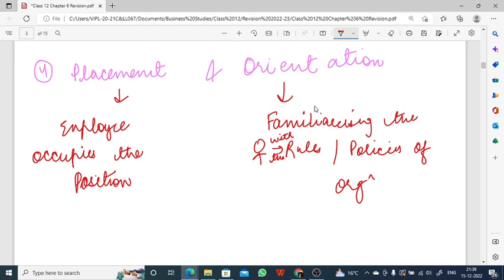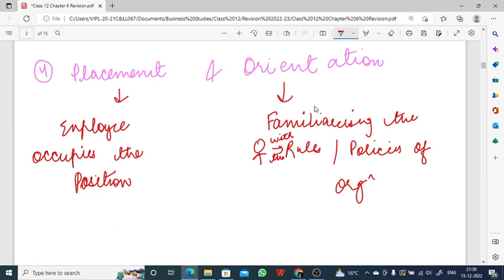Yes, beta. So when I'm placed at Vedantu as a master teacher for business studies, that's placement. When I'm told that you have to wear the black t-shirt, this is going to be your timing, this is how you need to speak, you need to have this in the background, etc. All the rules and policies have been told to me, imparted to me, acknowledged to me. That will be orientation. All the briefing about the rules and regulations has been given to me.